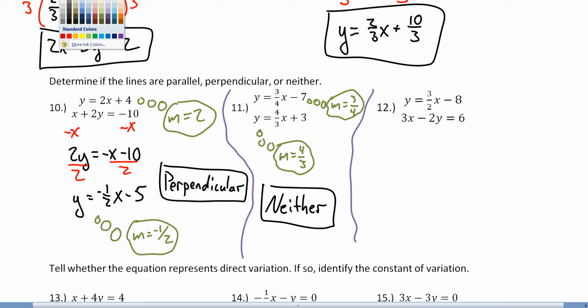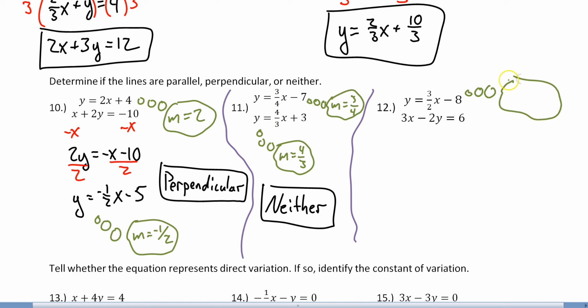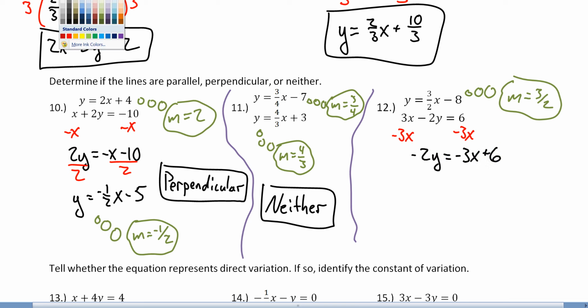Okay? And so in the last one here in this section, I look at this first one, which is already in slope-intercept form, so that one's got a slope of 3/2. The next one's not in the right format, so I'm going to put it in the y equals mx plus b format. I'm going to subtract the 3x from each side. That gives me a negative 2y equals negative 3x plus 6. And now I'm going to divide each side by the negative 2.